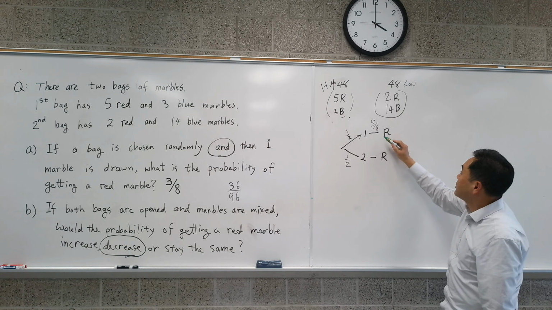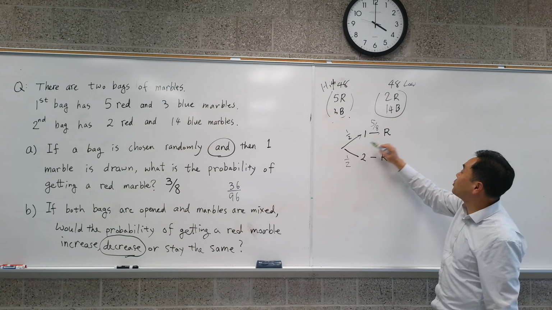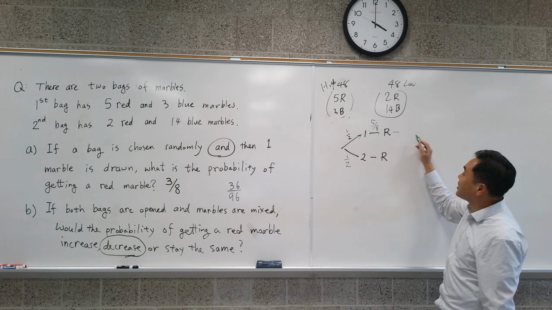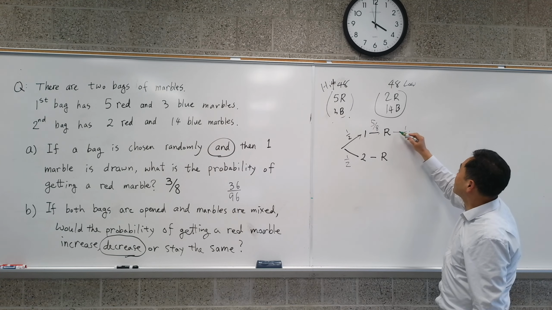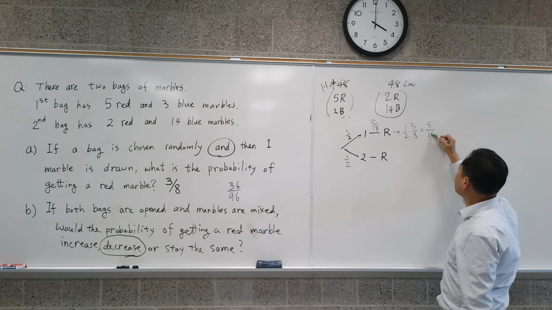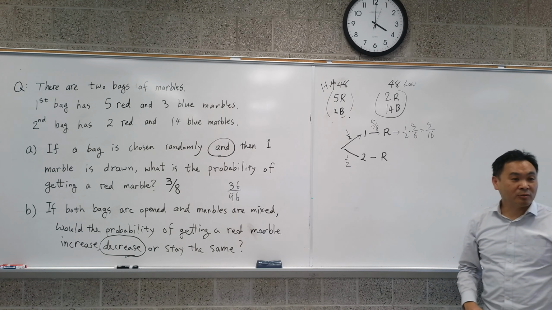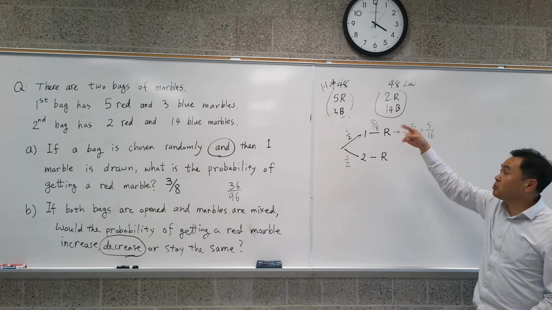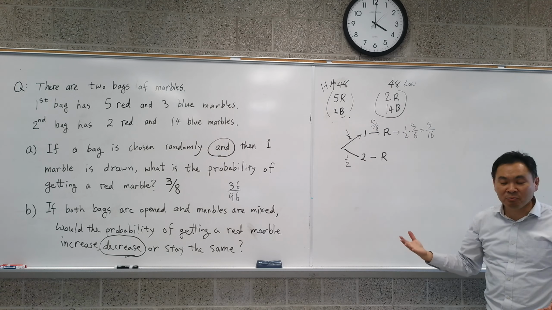Okay. And then if you want to know the probability of this case, you multiply these two. So 1/2 times 5/8 gives you 5/16. And what that means is, if you do this, the probability of picking bag 1 and getting a red is 5 out of 16. Did that make sense? Yeah, probability of getting bag 1 and then red is 5 out of 16.